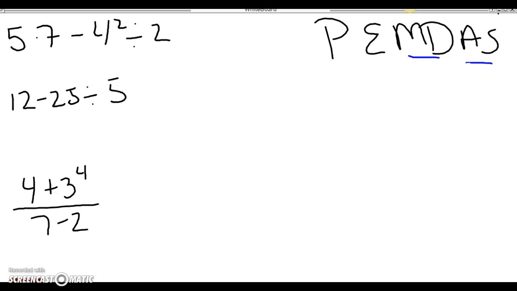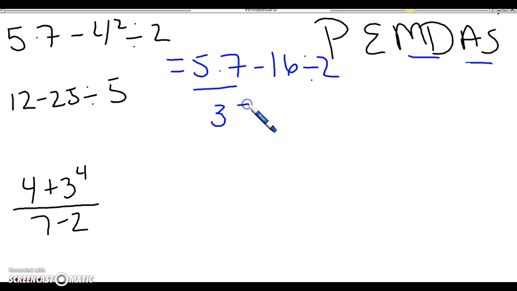So the first thing that I do for my first one, I have 5 times 7 minus 4 squared divided by 2. Well, there's no parentheses, and so the thing that comes out the parentheses is my exponent. So I get 5 times 7 minus 16 divided by 2. All right, the next thing that I'm going to do is multiplication, because I'm going in order from left to right. So 5 times 7 is 35 minus 16 divided by 2.